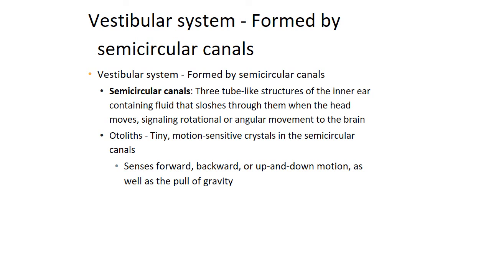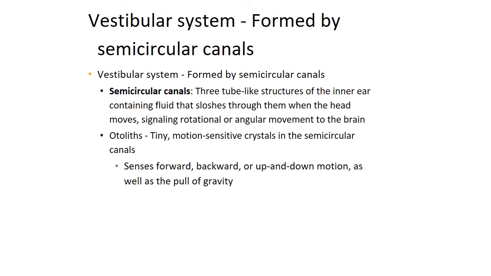The semicircular canals are 3 tube-like structures of the inner ear containing fluid that sloshes through them when the head moves, signaling rotation or angular movement to the brain. When you see a little kid who's spinning around, and all of a sudden they're dizzy and wobbly, that has to do with that fluid moving through the semicircular canals.